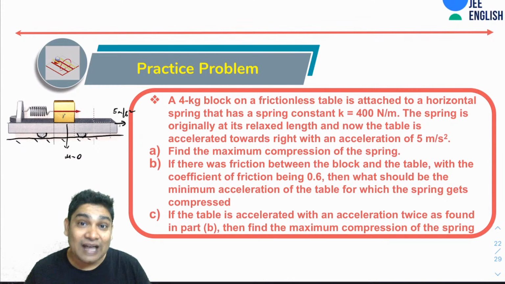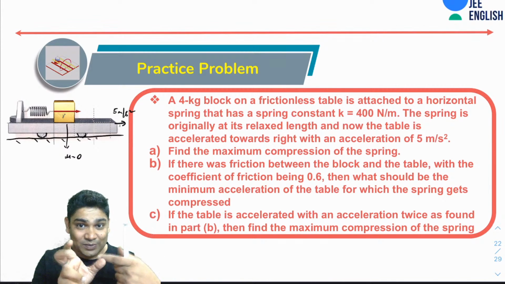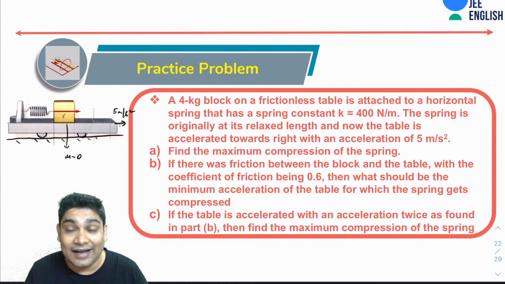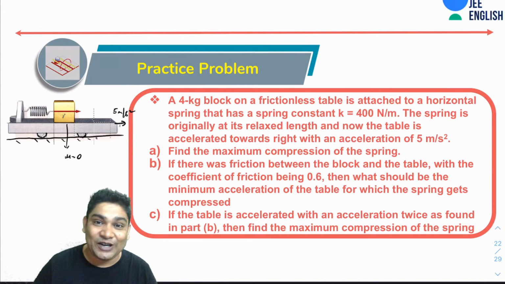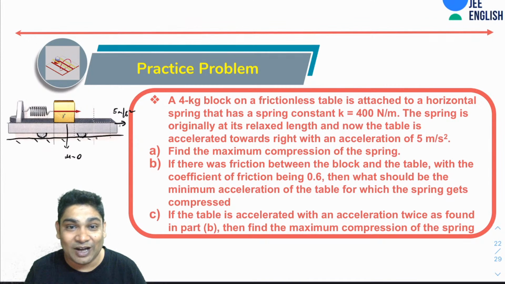So that is the situation. I hope everybody understands this situation. This is a very interesting situation. Okay, so you have a table on which you have a block which is attached to a spring. Now you are accelerating the table. So when you are accelerating the table, part A, you have to find the maximum compression of the spring. Okay, so let's try and answer that. If you solve this problem, trust me, I will understand that you have got your concepts of work energy and application of work energy concepts figured out. Okay, so why don't you guys try this?